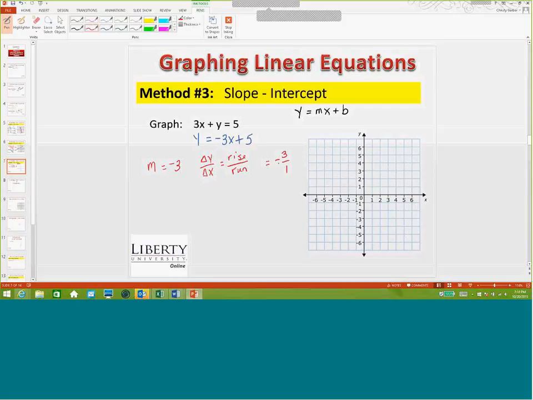Now remember, this is a negative slope. Negative slope lines descend from left to right. They go down from left to right, okay? And this is going to tell us how far it goes.